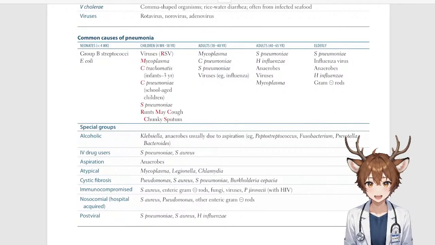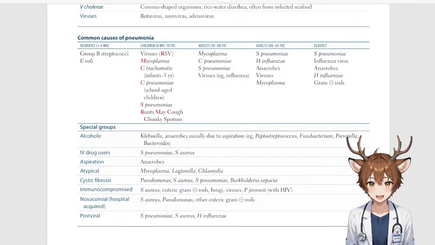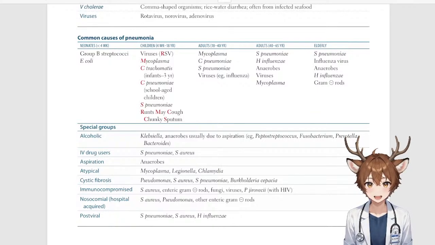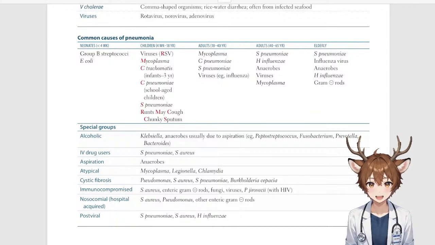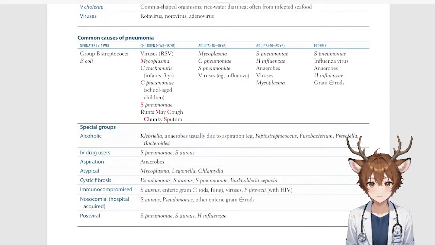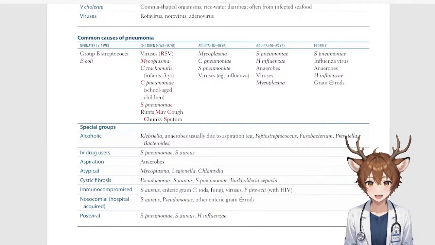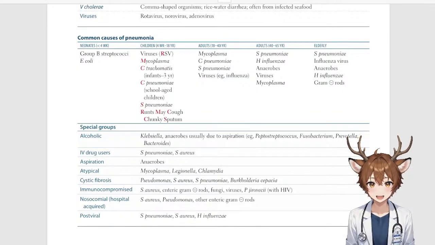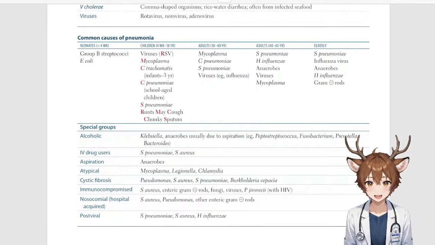What about immunocompromised people? Staph aureus, enteric gram-negative rods, fungi, viruses, P. jirovecii with HIV. What about healthcare associated? That would be like a nosocomial infection. You would have Staph aureus, Pseudomonas, and other enteric gram-negative rods. What about post-viral? Strep pneumo, Staph aureus, Haemophilus influenzae.